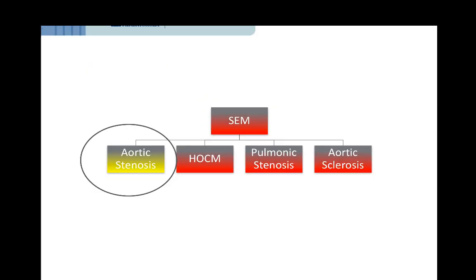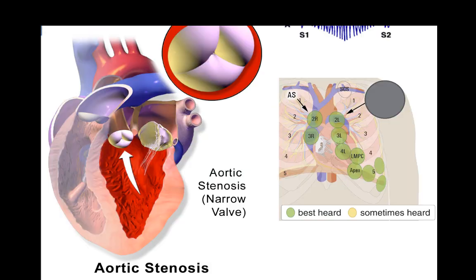The first one we'll start talking about is aortic stenosis. So aortic stenosis, you have a defect in your aortic valve. It's stenosed. It's harder to open the aortic valve during systole. It's harder to push the blood during systole. It's going to make noise.